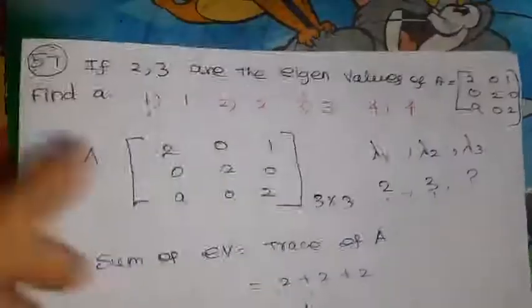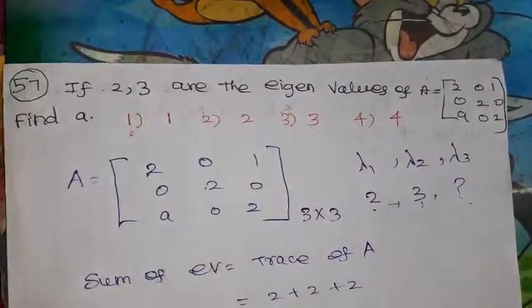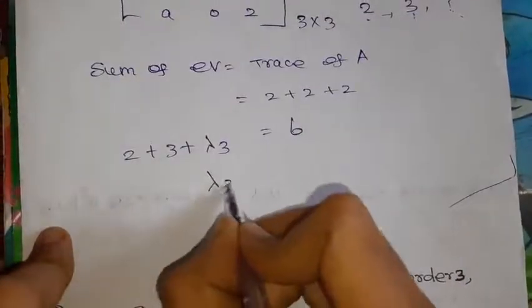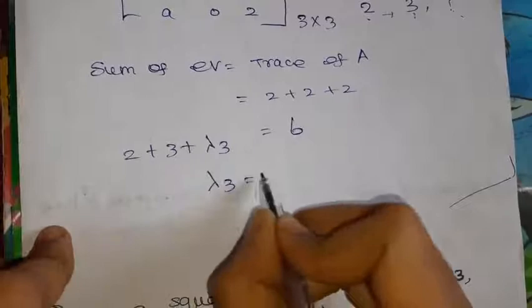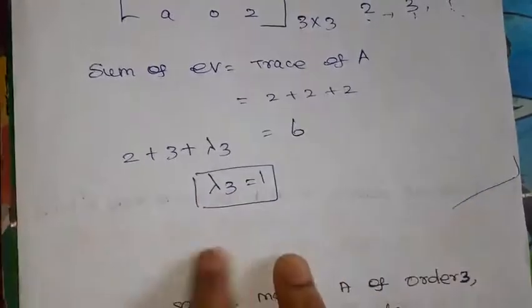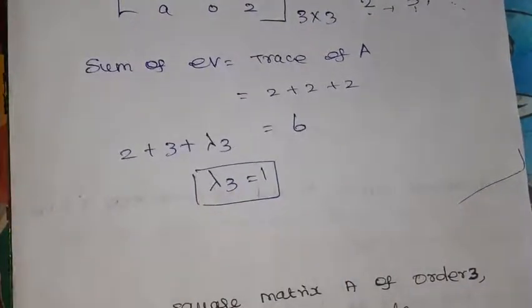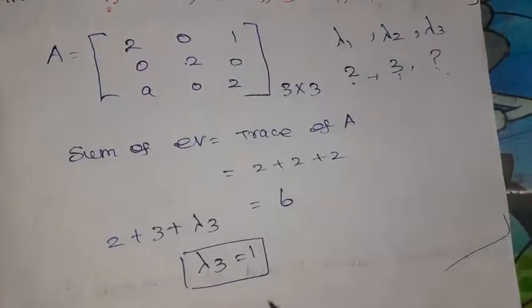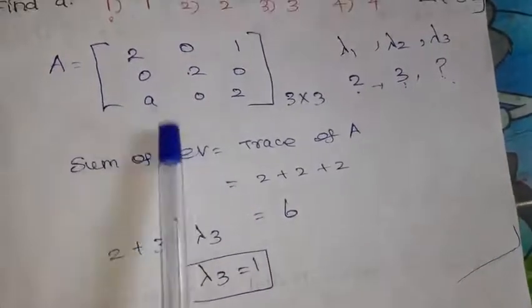We don't know the third eigenvalue. We need to find out the a. So what is lambda 3 actually? 6 minus 5 is 1. So this is the third eigenvalue. So lambda 3 is 1. From the third eigenvalue, we need to find out the constant a value.